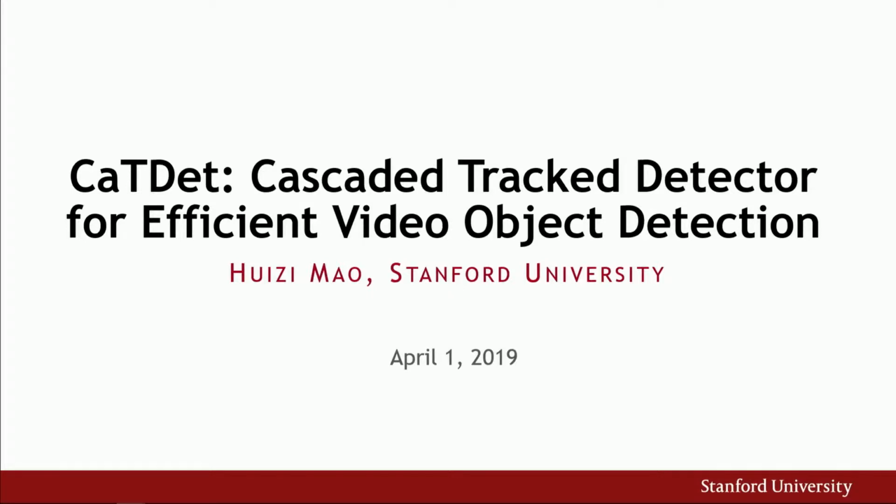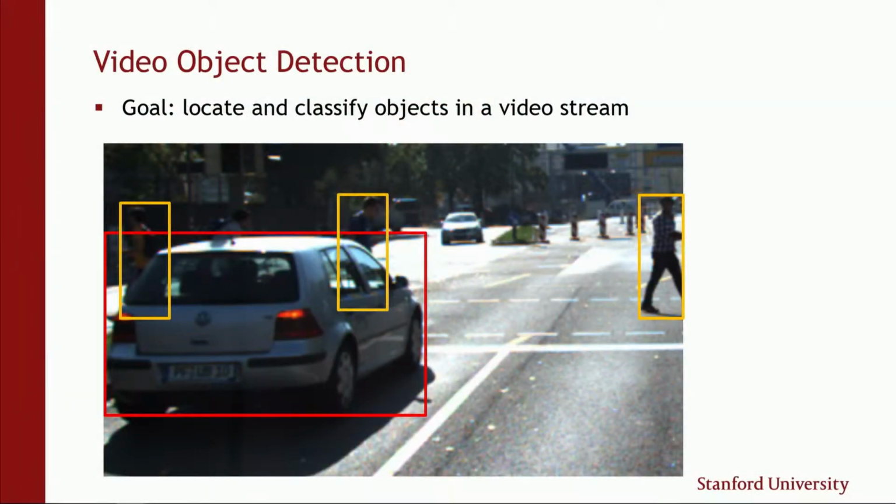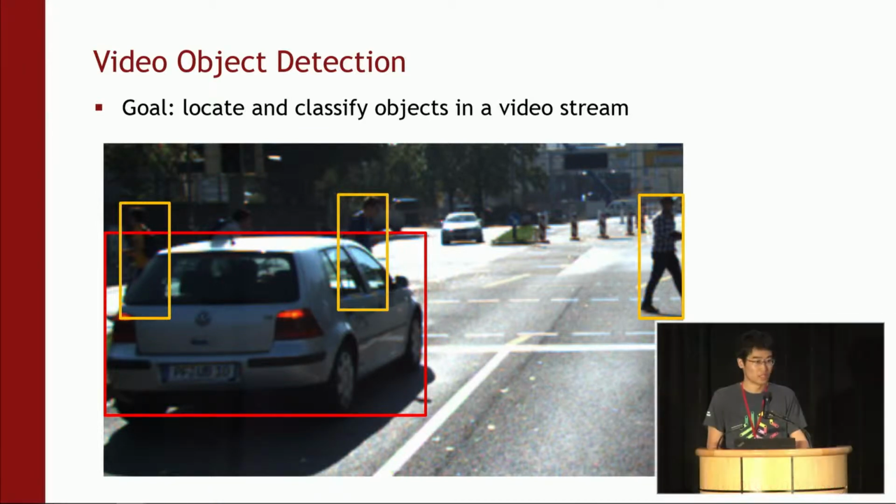Today I'm going to give a brief overview of CaTDet, an efficient system for video object detection. So first, what is video object detection? The goal of video object detection is essentially to locate and classify objects in a video stream. As shown in this example, there are 4 objects detected from an image, and 3 of them are pedestrians labeled in yellow boxes, and 1 of them is a car in a red box.